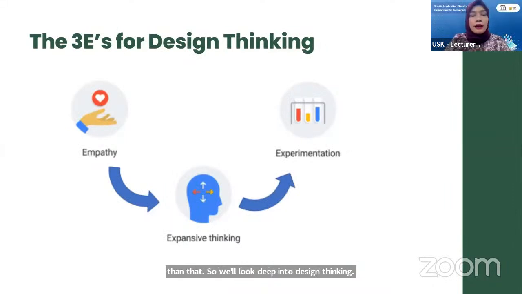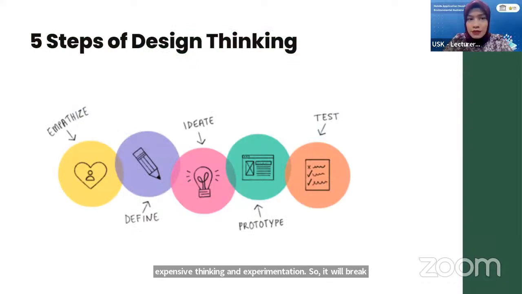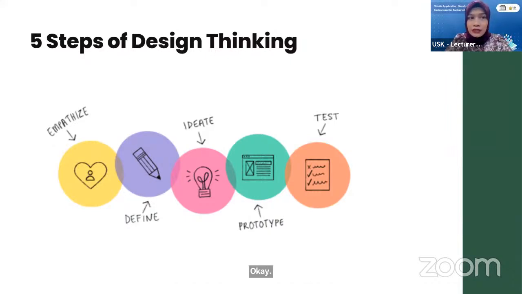So these are the three E's of design thinking: empathy, expansive thinking, and experimentation. It breaks down into 5 steps of design thinking. The first one is empathize. This step is to better understand the customer's problem, to understand the user's perspective, what they need, and what they want.